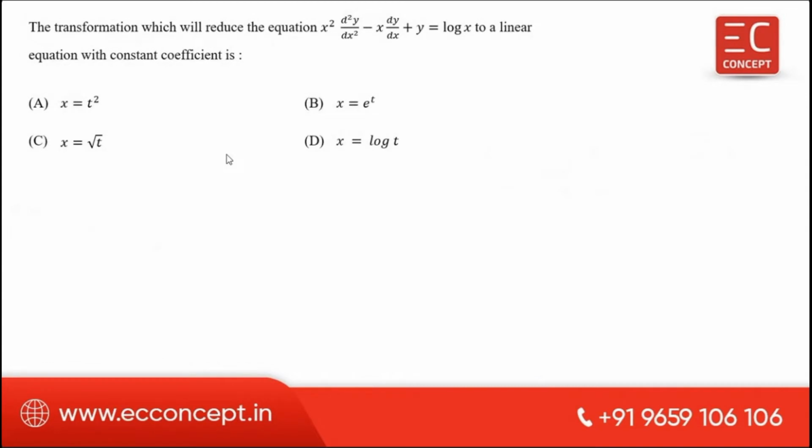Next question, it is the mathematics question. So let me explain this. This is the transformation which will reduce the equation x square d square y by dx square minus x dy by dx plus y, which is equal to log x, to a linear equation. This is the linear equation with a constant coefficient.